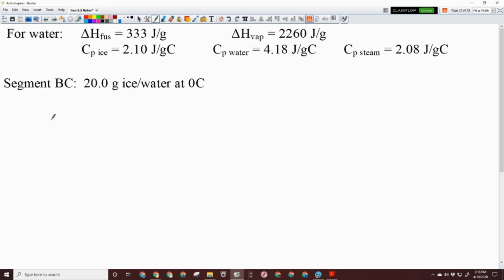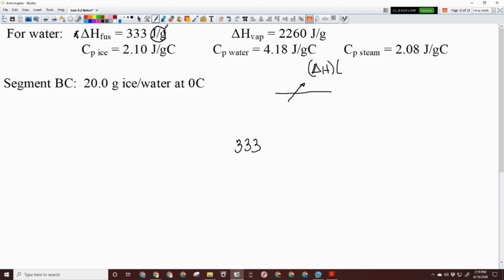So now we need to calculate B to C. So that's that flat area of our graph, B to C. So I'm going to use delta H times the amount. So this is delta H for the heat of fusion, because it's melting at 0 degrees. So here it tells us the heat of fusion is 333 joules per gram.